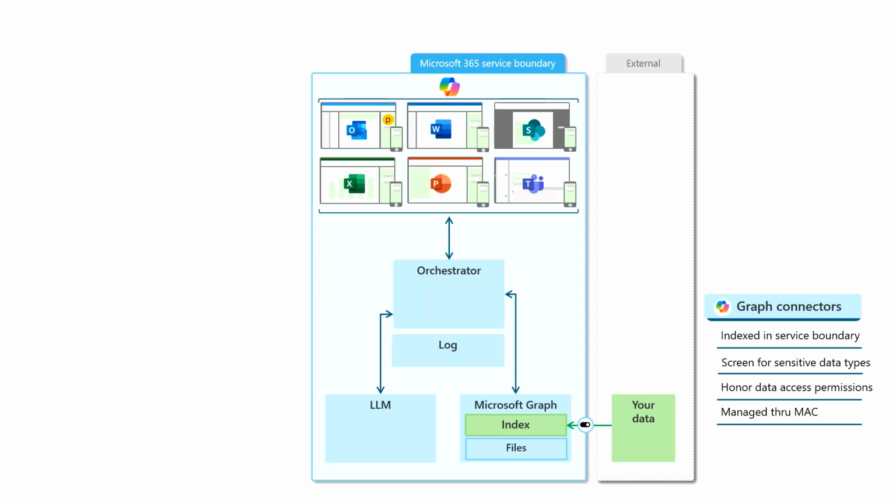We are screening for sensitive data types because it's going to have to pass through the orchestrator at some point, where we will do that. We will honor data access and permissions, right? And then everything that you do is being managed through the Microsoft 365 Admin Center. So again, it's external to the Microsoft 365 service boundary, and we offer a control point to make sure that if you want to turn that on or turn that off, you absolutely can.